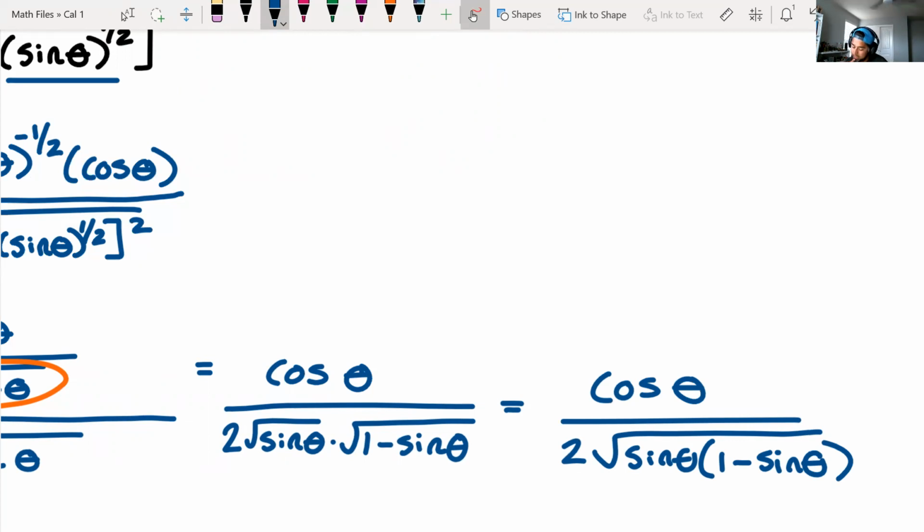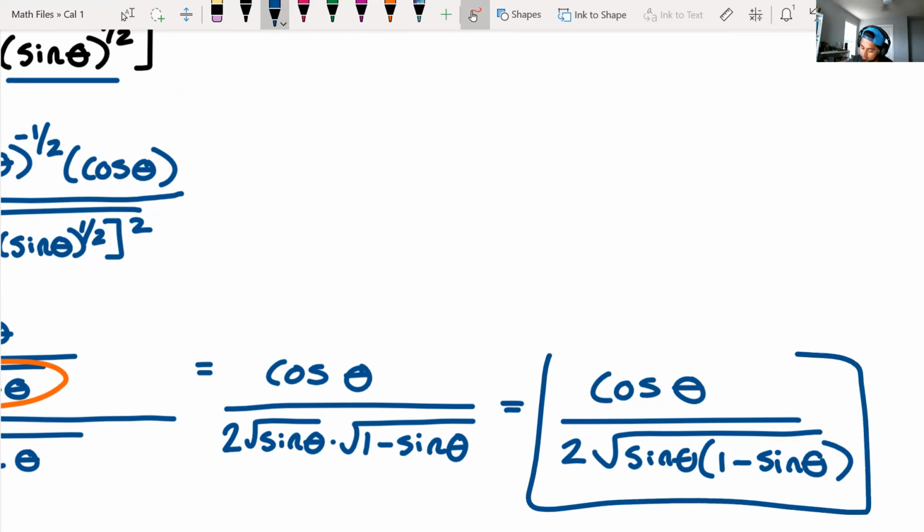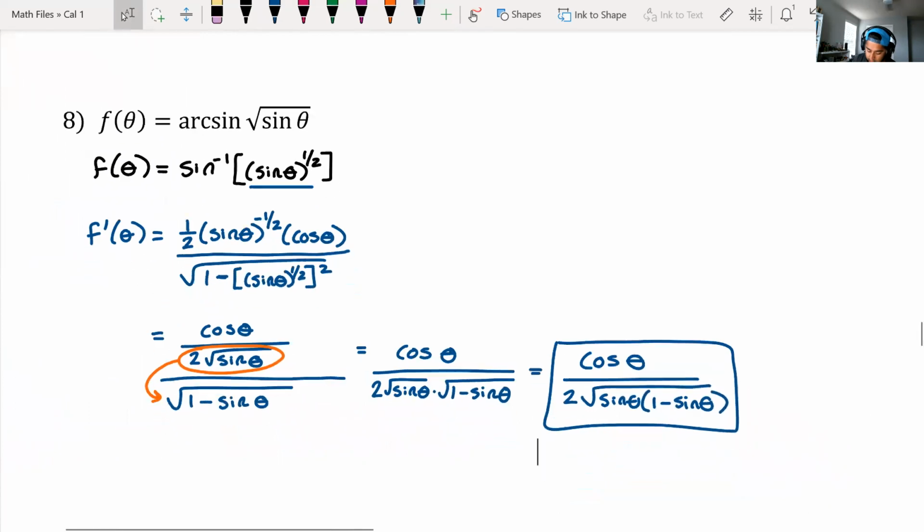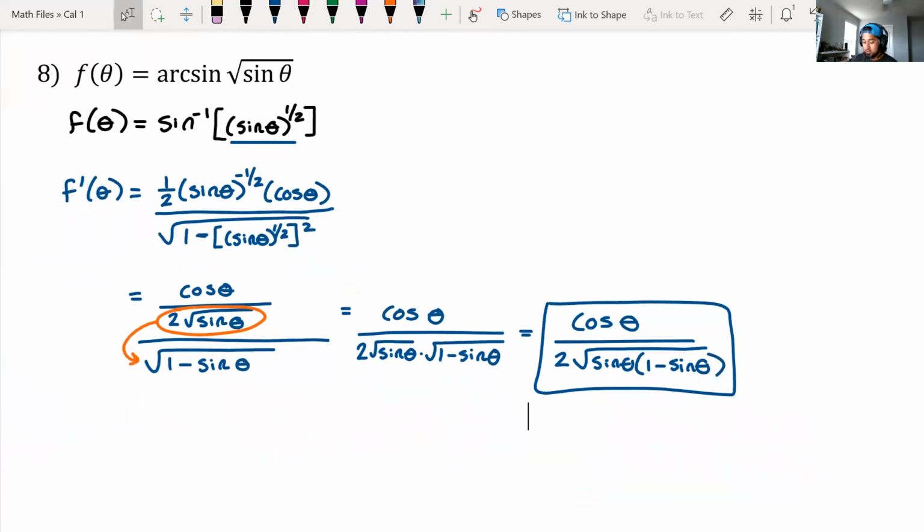If you distribute the sine, you'd get sine minus sine squared, which is 1 minus cosine squared, which would do nothing for us. So that one is done. Told you guys, ugly.